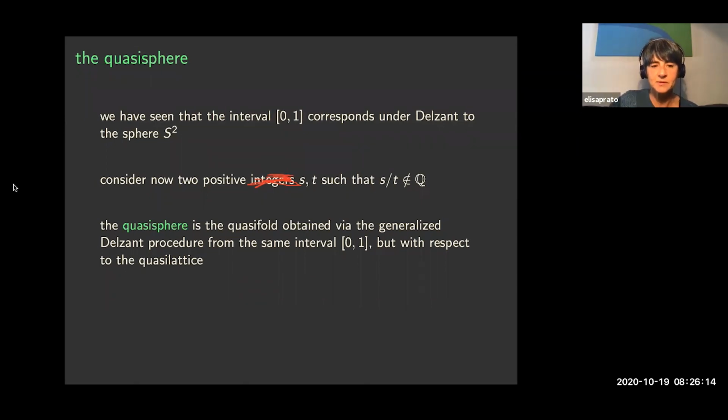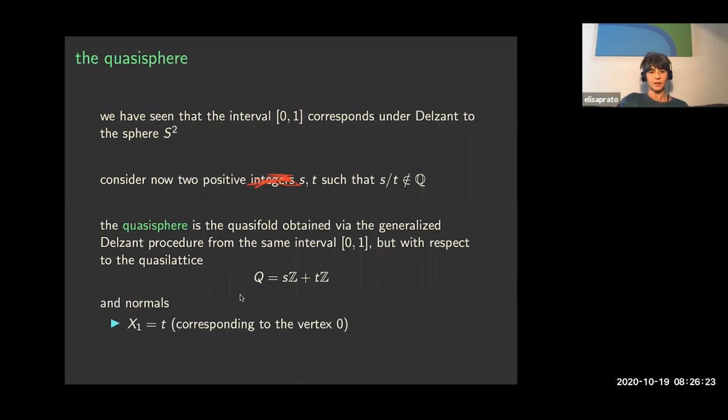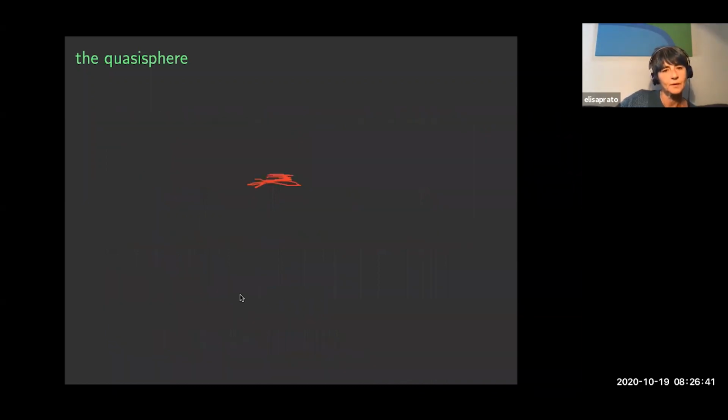And so what I do is I take this interval and I consider this quasilattice as Z plus tZ. And as normals, I consider on the vertex 0 the number t, and on the vertex 1 the number minus s. Usually the classical normals here are 1 at 0 and minus 1 at 1. Okay, so I have to erase this.